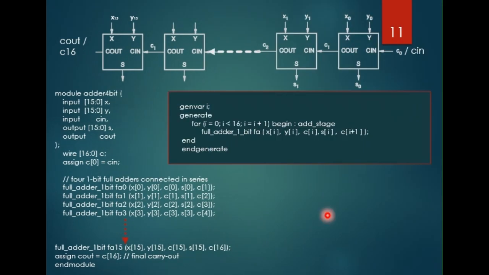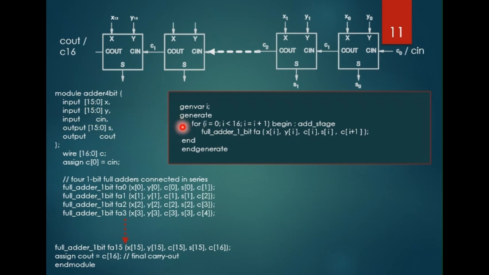So we have the solution. Instead of repetitively typing the instances of the full adders, you can use a generate block. We can use the syntax or construct generate block in Verilog as shown here. So using a generate block, you can write the for loop and ask the compiler to help you generate the multiple lines of the instances.